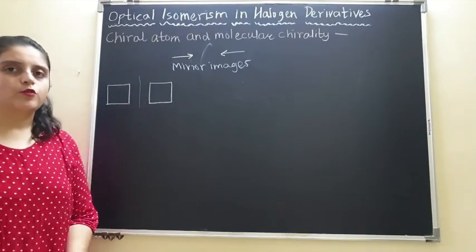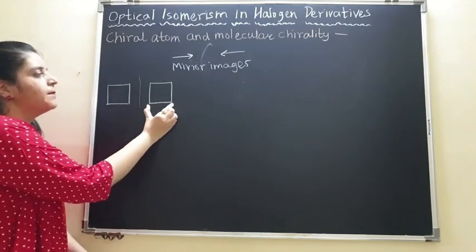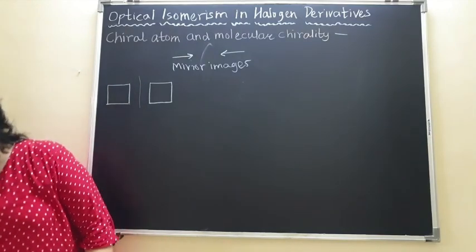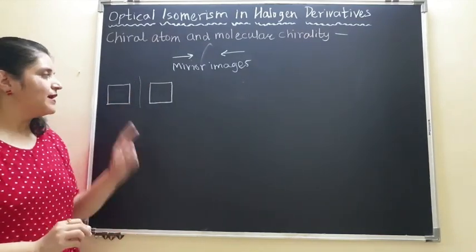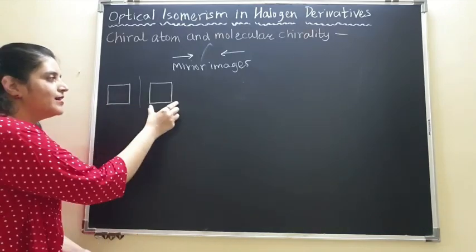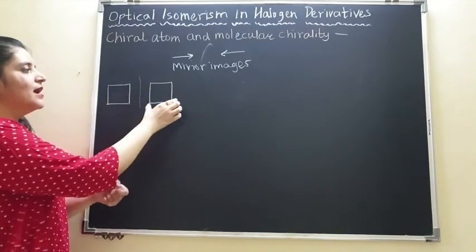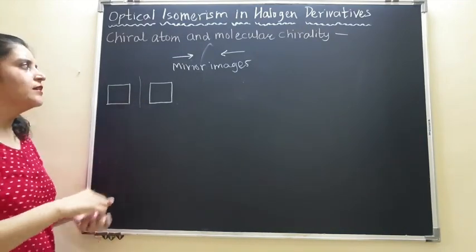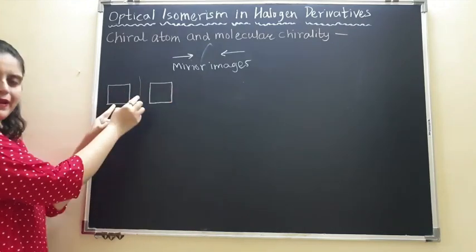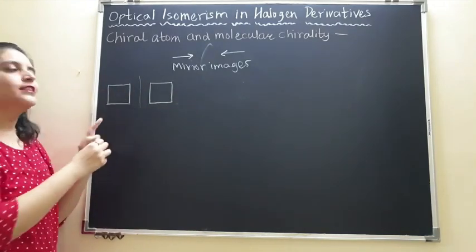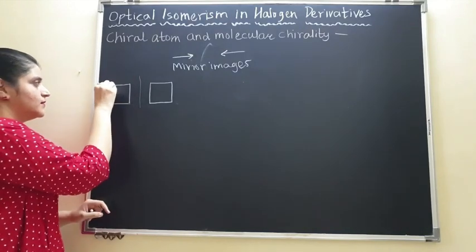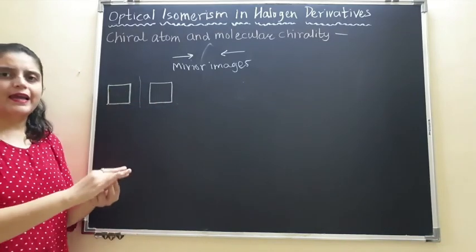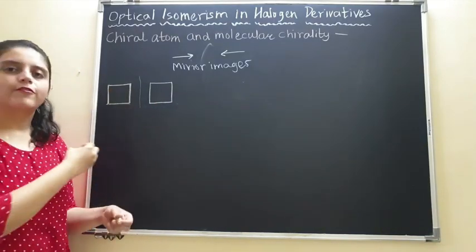Now what I will try to do is, I will lift this square up and try to put this square on the first square that I have already drawn. This is the image and this is our original object. If I put the image on top of the object, it will exactly coincide with our object like this.